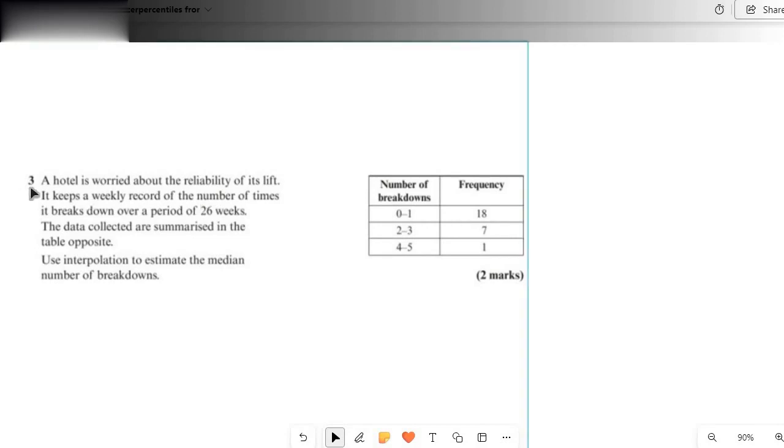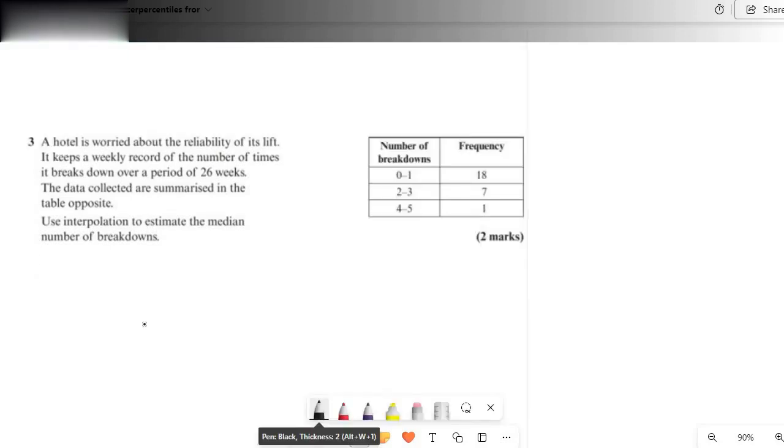From number 3 in the S1 book, a hotel is worried about the reliability of its lift. It keeps a weekly record of the number of times it breaks down over a period of 26 weeks. The data collected are summarized in the table opposite. Use interpolation to estimate the median number of breakdowns. So here we have the table containing the number of breakdowns and their corresponding frequencies.